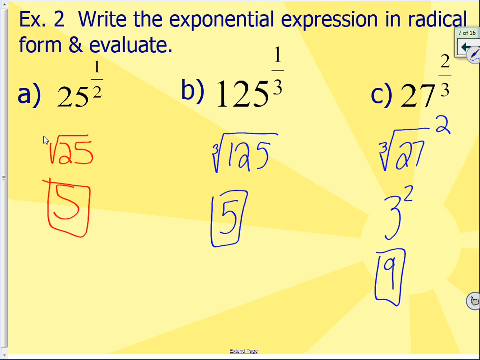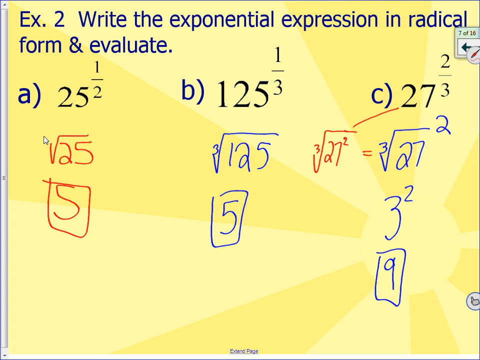All right. But notice, if I could have also written C like this, because these are both equivalent, I could have written the cube root of 27 squared. These are the same thing. The 2 can go inside the radical or on the outside. But what's 27 squared? You know.